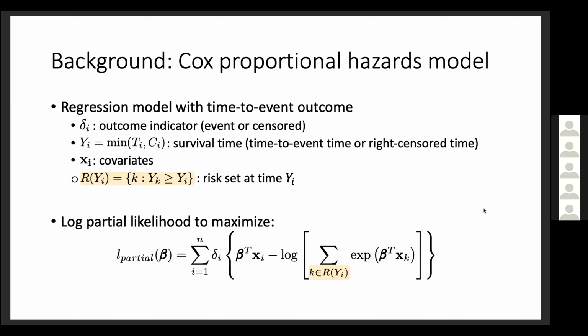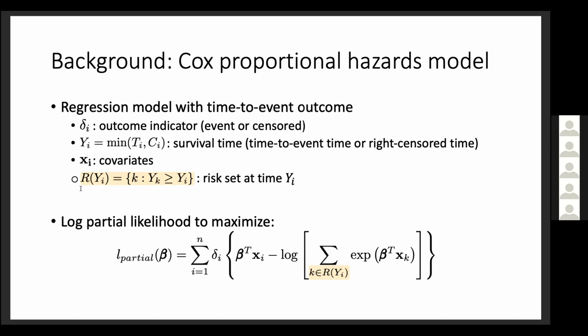And now let's take a look at some math. So in the Cox model, our data contains triplets delta_i, y_i, and x_i. So delta_i is an outcome indicator to indicate if the individual i experiences this event or not. And y_i is the shorter of the time to event time or right censor time. And right censor time is just the end of the observation period. And x_i is the p-dimensional vector of time-independent covariates in the standard Cox model, but of course, we may extend it to time-dependent covariates later.